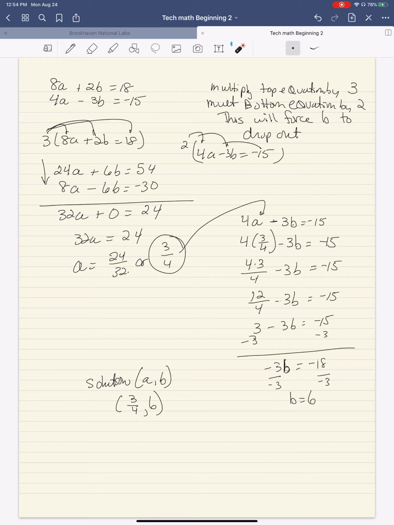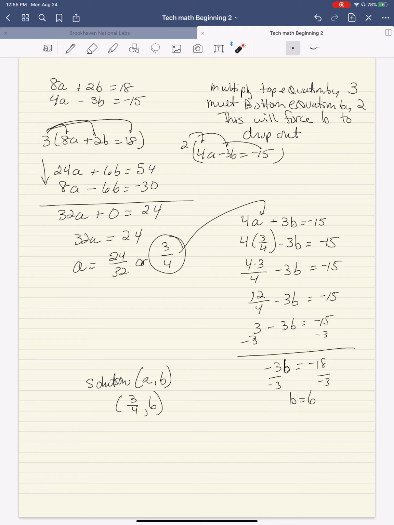So in order to do that, I'm going to multiply the top equation by 3, right? So that's going to give me a positive 6. And I'm going to multiply the bottom equation by 2. That's going to make this a negative 6. This will force the b's to drop out. So the top equation is right here, multiplying by 3. So I get 3 times 8 is 24a, 3 times 2 is positive 6b, 3 times 18 is 54.